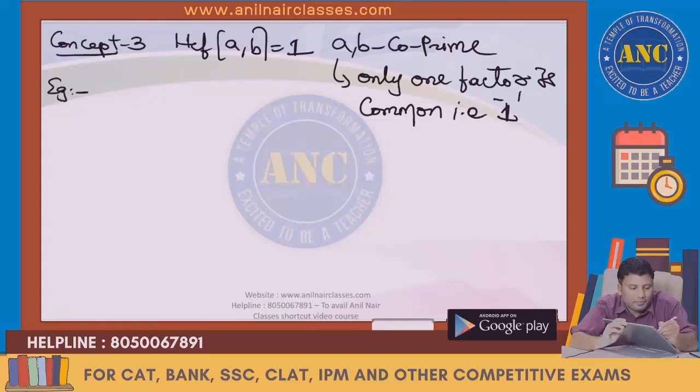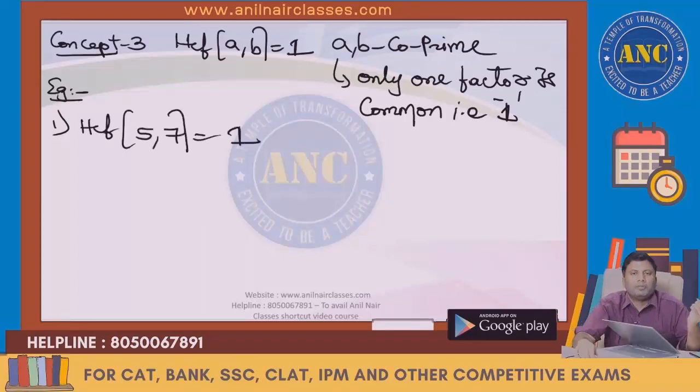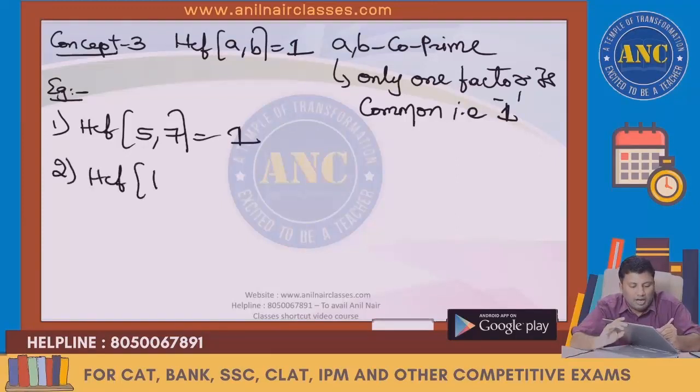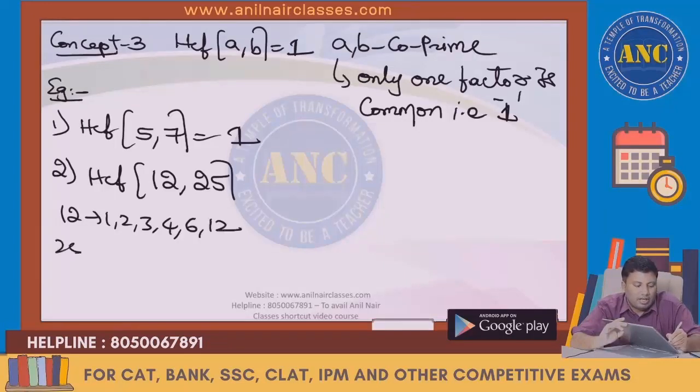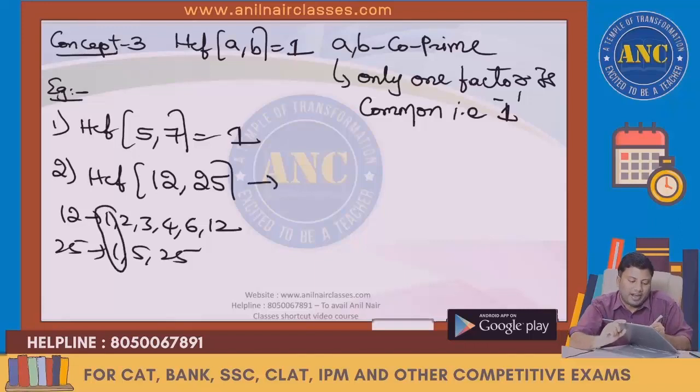Examples. HCF of 5 comma 7. 5 and 7 are co-prime. HCF is 1. HCF of 12 and 25. There are no factors common. 12 factors are 1, 2, 3, 4, 6, 12. 25 is 1, 5, 25. What is the factor common? Only 1. If the factor common is only 1, then the HCF of co-prime numbers is 1.